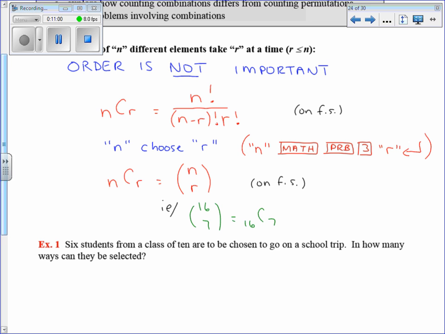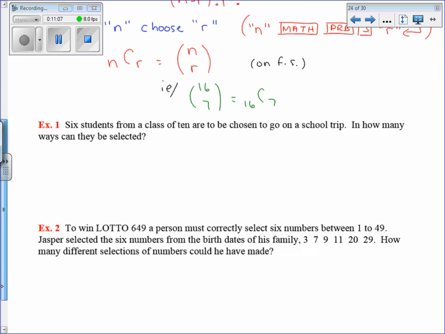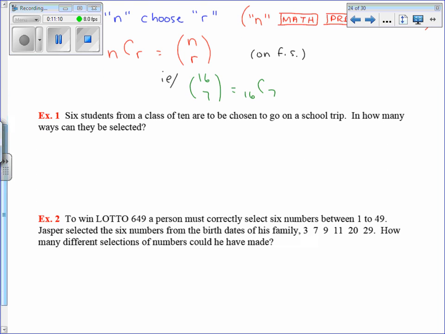Okay, so we'll try an example to see how this works, and I'll try to explain in the example why it is that this would be a combination. It's not immediately obvious. So we have 6 students from a class of 10 to be chosen to go on a school trip, and how many ways can they be selected? They're just going on a school trip. This is like saying 6 out of 10 of you are going to go on international travel. All the positions on international travel are the same. If Chase, Lane, and Brad are chosen, that's the same thing as Lane, Chase, Brad, or Brad, Chase, Lane. Those are all the same, so we don't count those combinations twice.